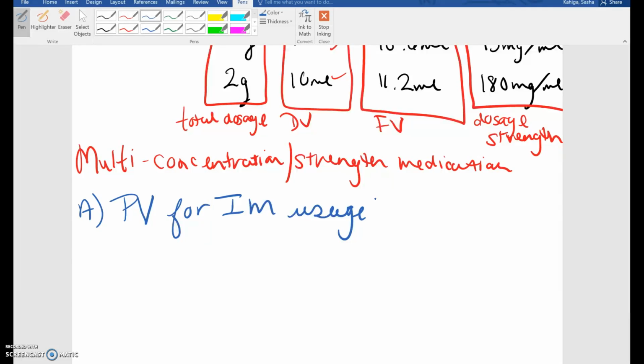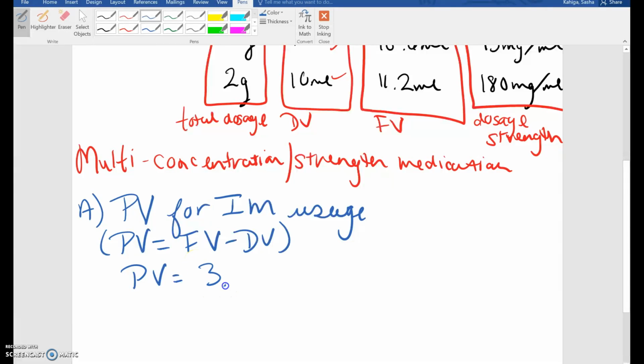All right. So in order to solve your powder volume, remember your formula is PV equals FV minus DV. So my final volume for intramuscular is 3.6 milliliters. And the diluent volume that was added for that intramuscular injection was 3.0 milliliters. So if you subtract the two, the powder volume total is 0.6 milliliters.